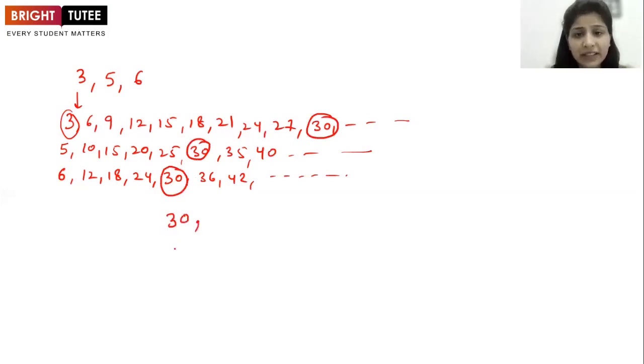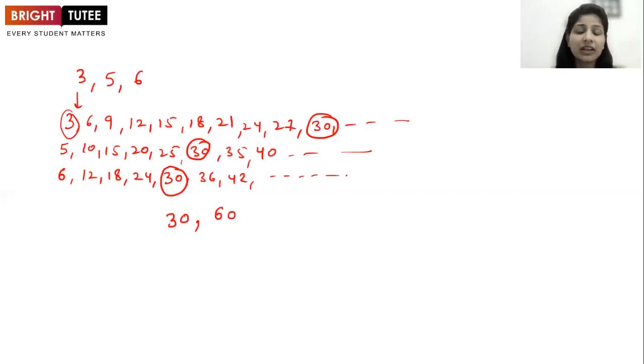After 30, the next number that will be common is 60. If you keep writing the numbers, the common multiples will be 30, 60, 90, and so on, like that. So this way you find the common multiples.